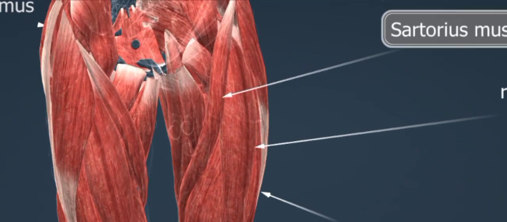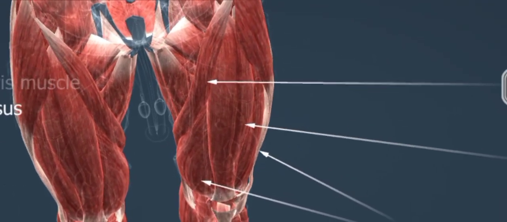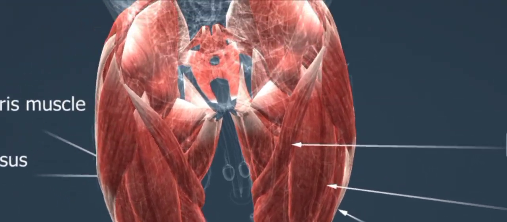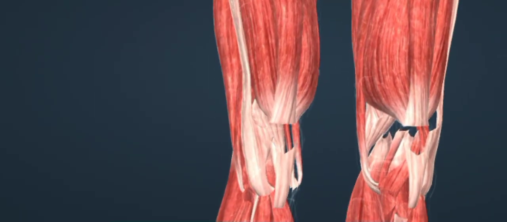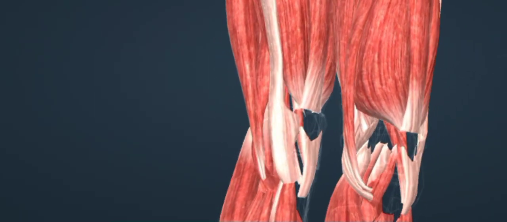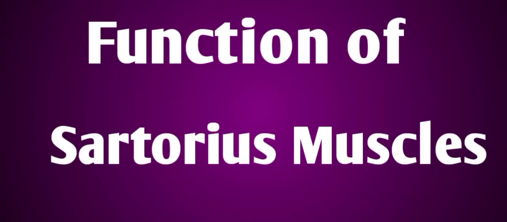The sartorius originates from the anterior superior iliac spine (ASIS), a bony prominence on the pelvis. It inserts into the pes anserinus, a common tendon shared with the gracilis and semitendinosus muscles, located on the medial aspect of the tibia, shin.